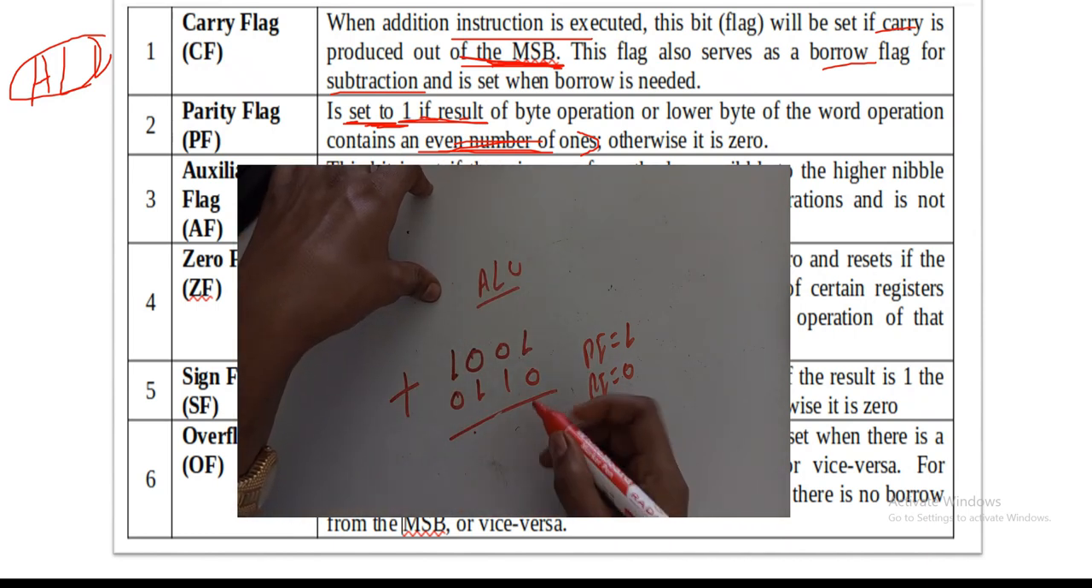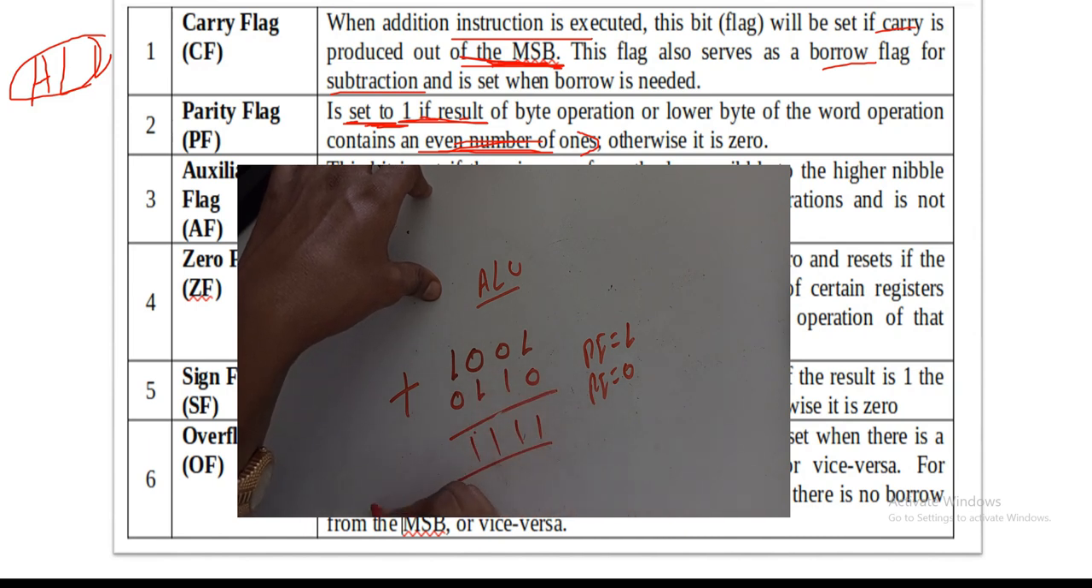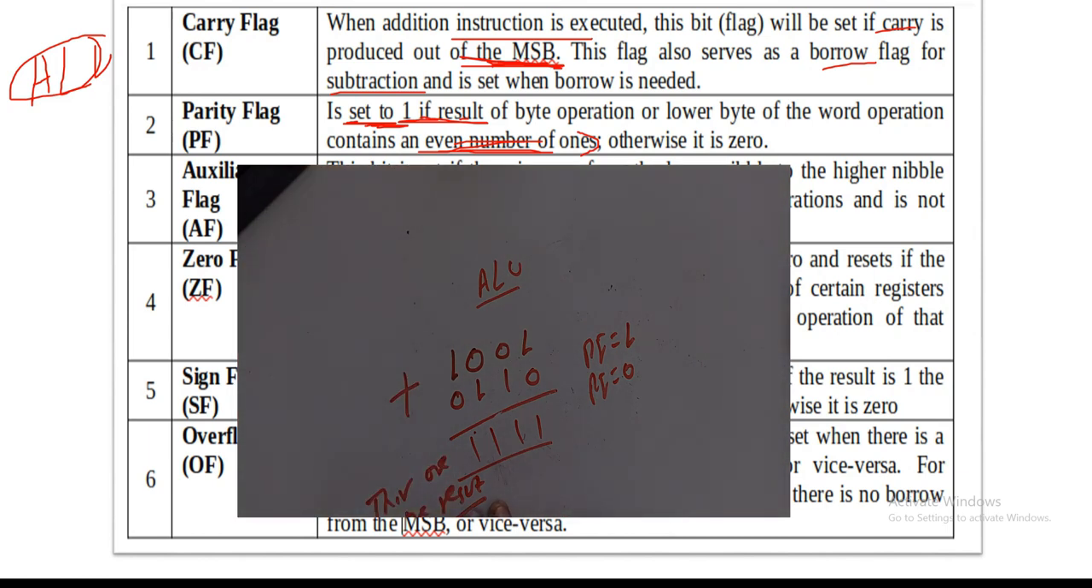So let's add this one again. This is 1, this is 1, this is 1, this is 1. So these are the result. The result that contains an even number of ones, the parity flag is equal to 1. If the result contains an odd number of ones, the parity flag is equal to 0. Let's count the number of ones. 1, 2, 3, 4. So 4 is an even number. If the number of ones is even, parity flag is equal to 1. So our parity flag result becomes 1. So parity flag is calculated like this.